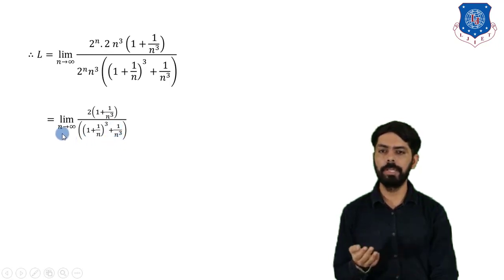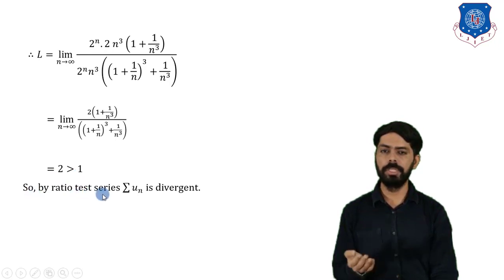Now here we will replace n by infinity, so 1 upon infinity will be 0. In the same way here 1 upon infinity will be 0, and here also 1 upon infinity will be 0. So it will be 2, which is greater than 1. So by ratio test, series sigma un is divergent.